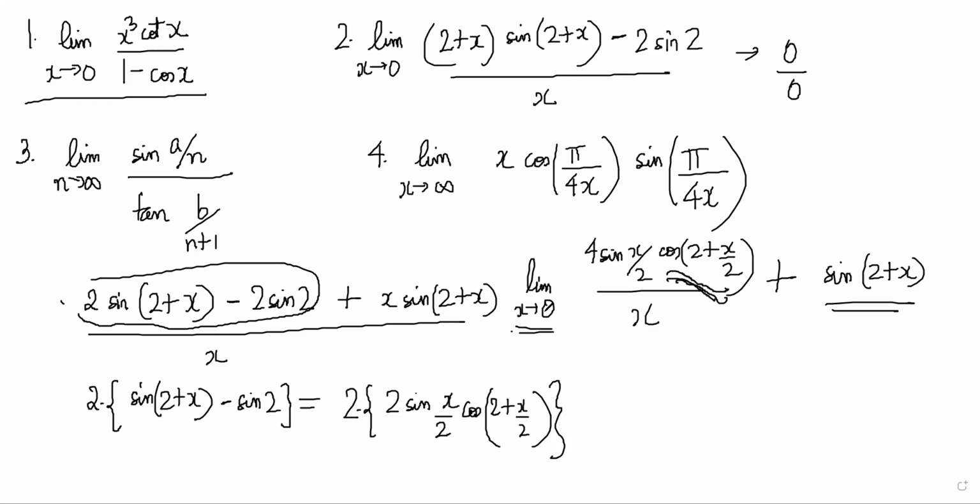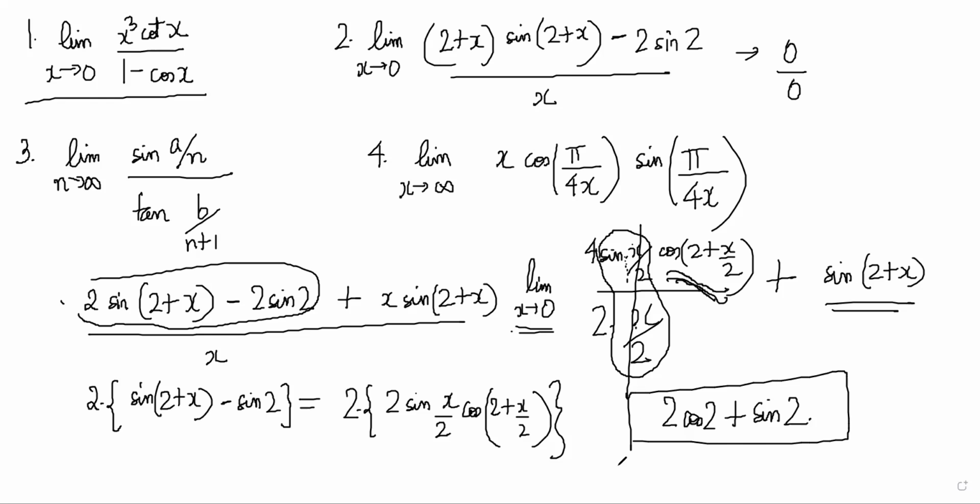So now the limit is tending to 0 and we have sine x by x. However, we have to make the argument the same. Here it is x by 2, so I'll put x by 2 and 2 here, right? Now this portion will become 1, so this portion goes away and the answer will be 2 cos 2 plus sine 2, right? So that will be the answer.